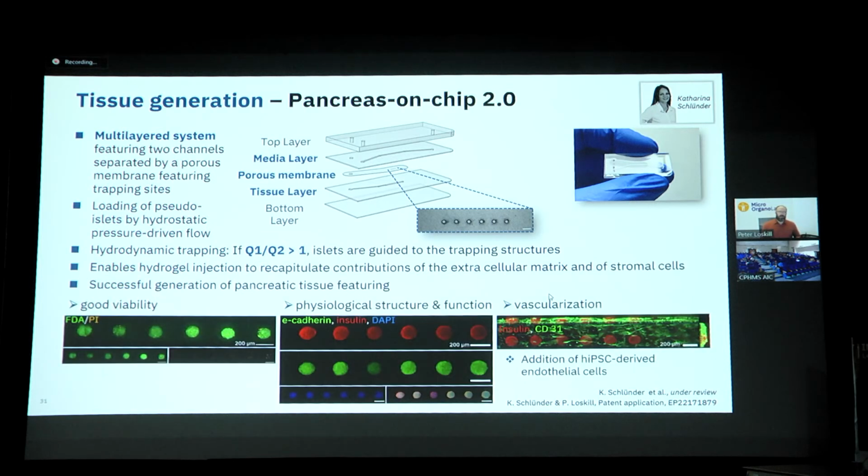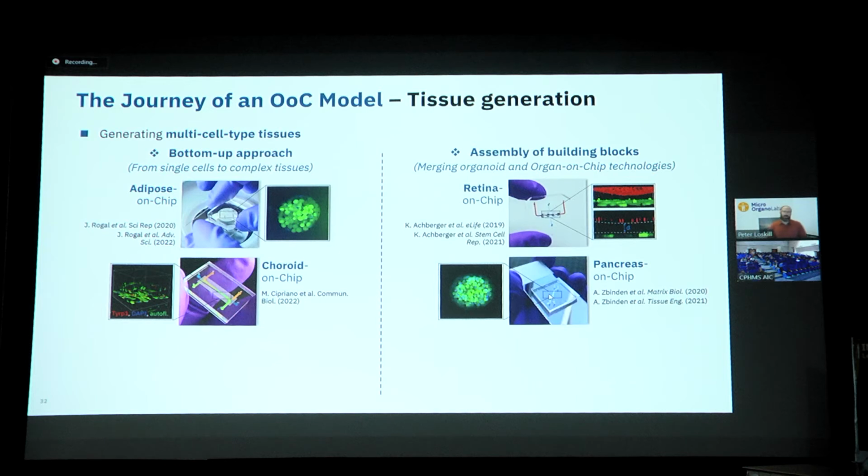And that allows us, again, to have islets with a very good viability and physiological function, so we have a good insulin production capability. And if we, for example, add endothelial cells, you can actually see how these islets are getting vascularized. So these are two examples of our building block assembly approach. So in general, we have two different approaches to build complex multi-cell type tissues.